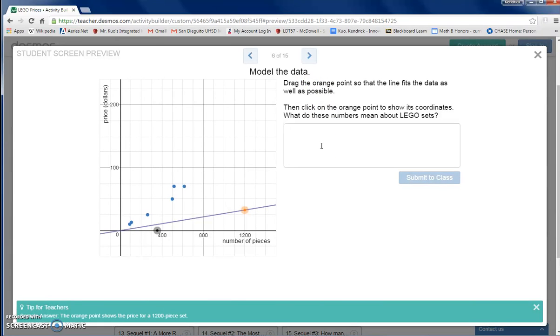The rest of these slides tell you to drag the orange point so that the line fits the data point, and I think the rest of these slides are self-explanatory. You want to follow the directions as much as possible. It's to drag the line where it fits the line. This is kind of like drag a correlation line or line of best fit. There is not one correct answer. There is a set of answers that may be correct, and as long as it looks good, it looks accurate, you want to then go ahead and write what the numbers mean about the Lego sets.